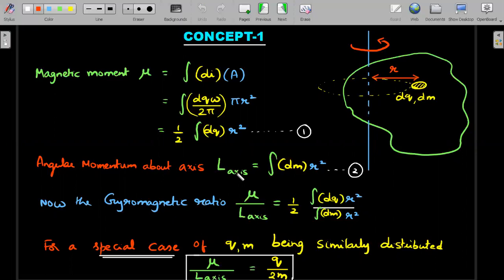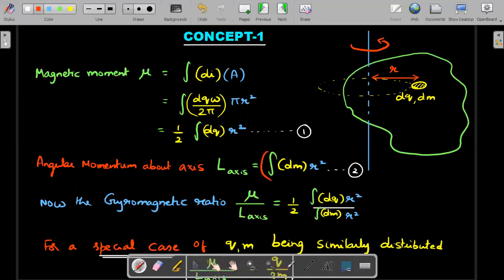Angular momentum is a familiar calculation for us about the axis of rotation, which I am writing as L axis. That should be simply the integration of each dm into r squared, where r is the distance measured from the axis, multiplied by omega. So there should be a multiplication with omega here.